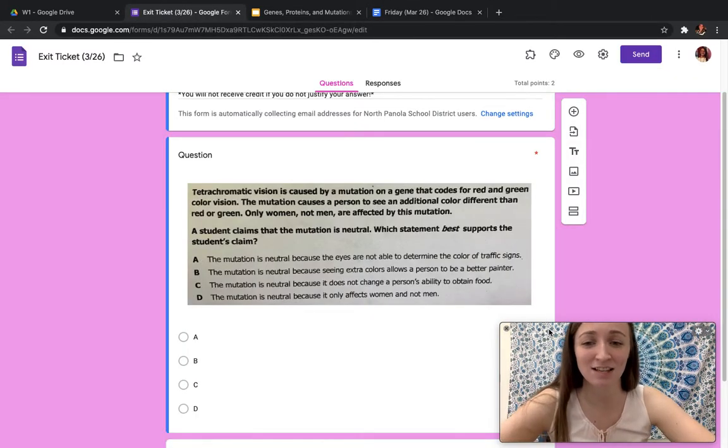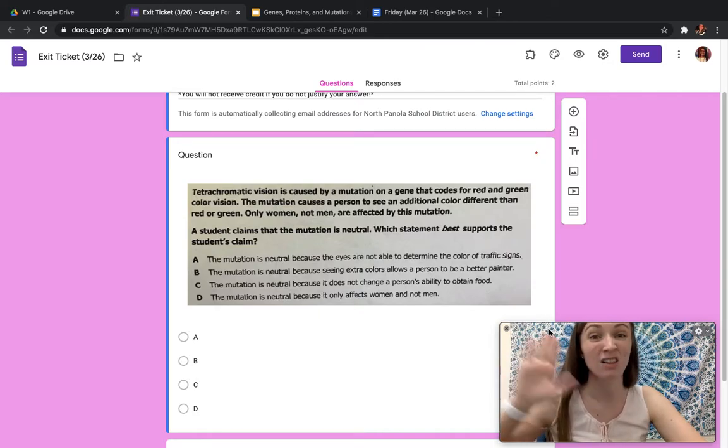And the exit ticket is asking you to do pretty much the same exact thing. It's going to give you a couple of sentences and it's going to ask you how you know that this mutation is, in this case, neutral. So I would, again, look back at your cheat sheet.